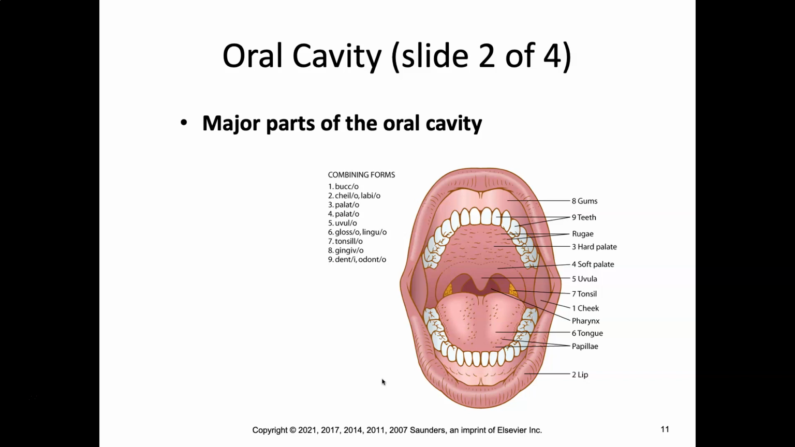For instance, cheek is bucco. Lip, which is number 2, is cheilo or labio. Number 3 is your hard palate, palato. Number 4 is your soft palate, which is also palato. Number 5 is your uvula, which is uvulo, and so on. This might be a helpful visual if you're having a difficult time figuring out the combining forms and what parts they go to.